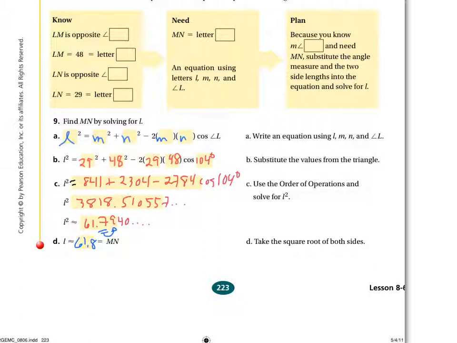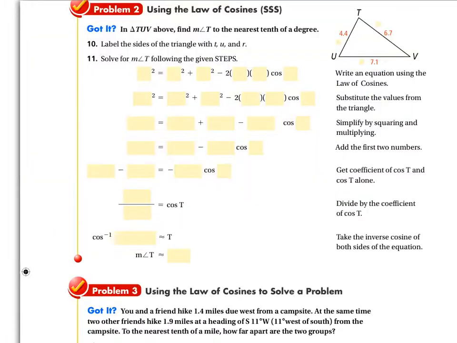Well, I don't know why we're packing up. Let's go to the next page. All right, so problem 2. This time we're using SSS. So not only can we use law of cosines with SAS, but we can use it with SSS because as you look at this picture here, do I have any angles across from any of the sides? I can't use law of sines if I don't have an angle. So therefore we're going to use law of cosines.